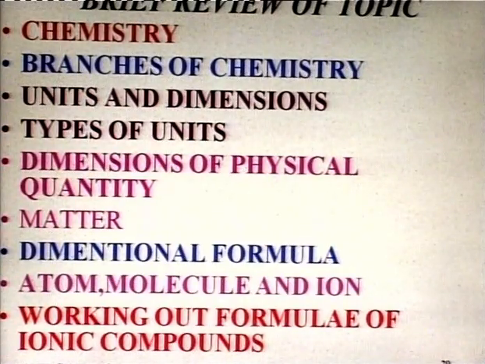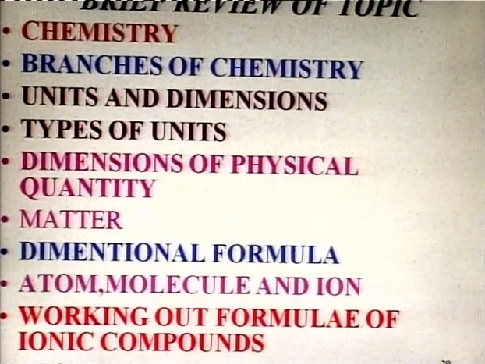Then I discussed atom, molecule and ion. The atom is the smallest unit which may or may not have independent existence, while a molecule has independent existence and an ion is a charged species. Then I explained the different rules for working out the formulas of different ionic compounds. The method is known as the crossover method, and we can find out the formulas of different compounds. In the end, I discussed what is atomic number and mass number.